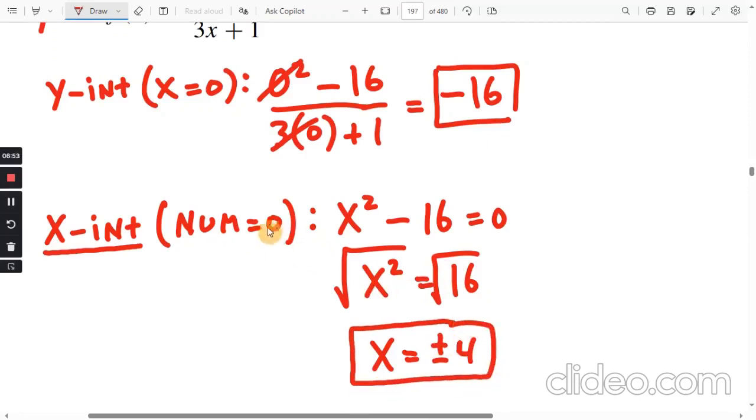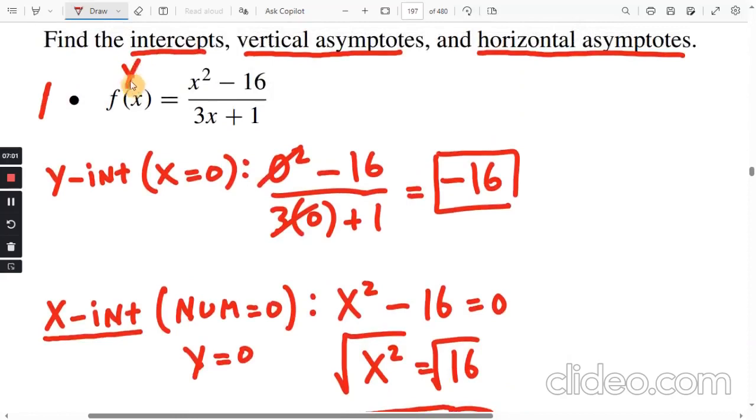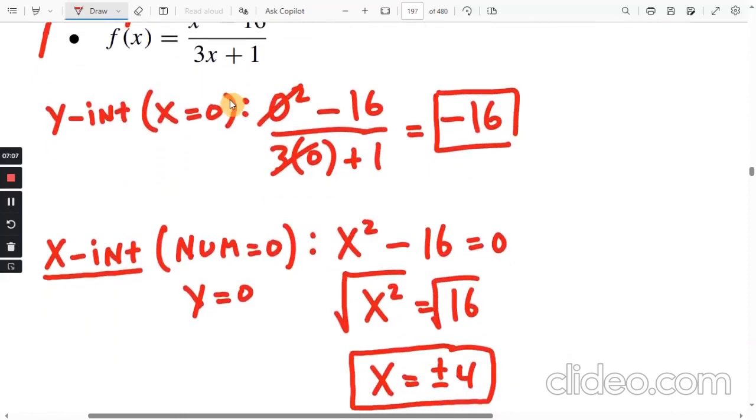All right, basically by setting the numerator equal to 0, we're basically setting y equal to 0. Remember, this is like y equals right here. If it's f of x, this is y equals. The numerator would make it 0. So the x-intercept is at plus or minus 4. The y-intercept is at negative 16. You can write y equals negative 16 if you want, but it's not the line. It's just a point, really, for the intercept.